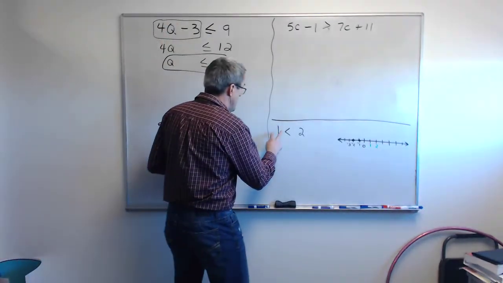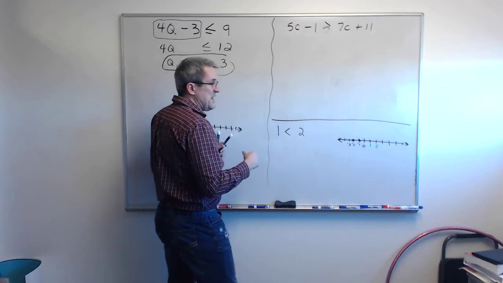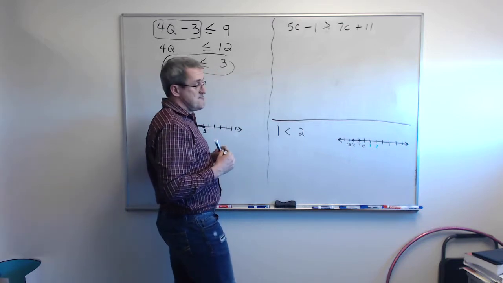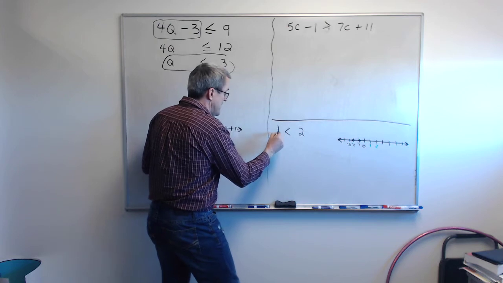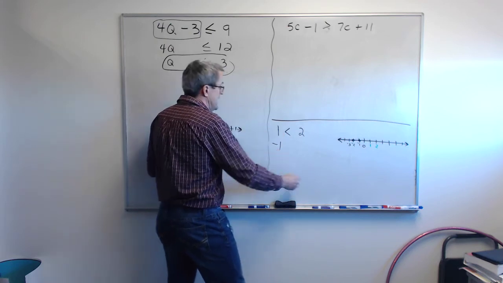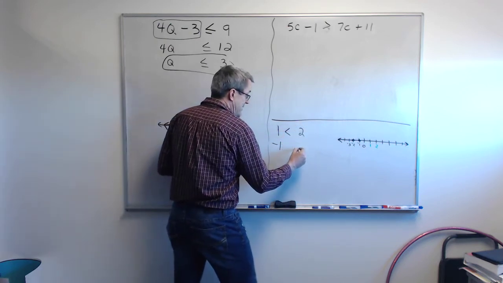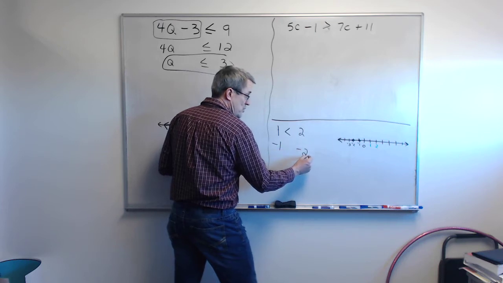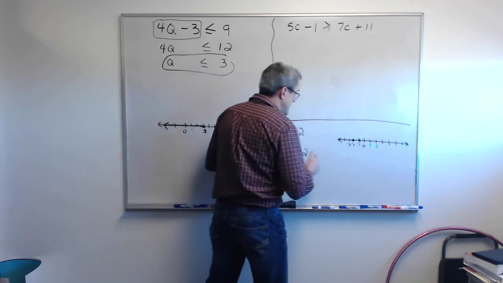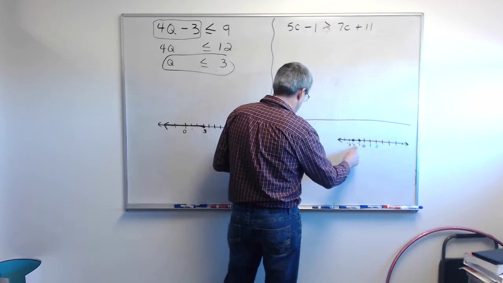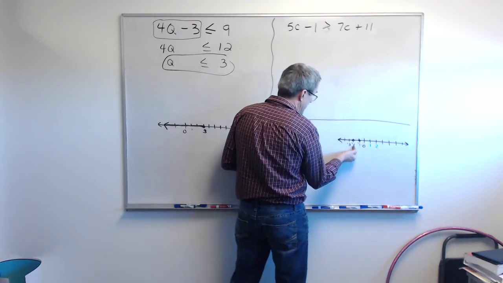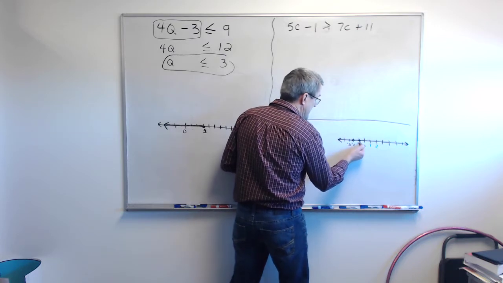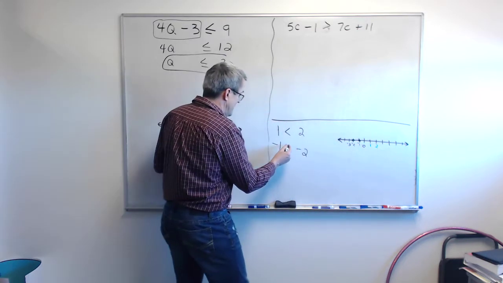Okay, here's where it gets a little crazy. What if we multiply both of these by a negative number? Let's do like negative 1. If you multiply this by negative 1, you get negative 1. If you multiply this by negative 1, you get negative 2. Now, what's the relationship between negative 1 and negative 2 on the number line? Negative 1 is to the right side of negative 2. Negative 1 is greater than negative 2.